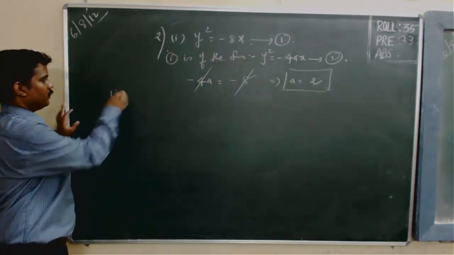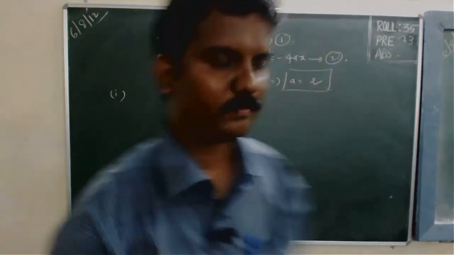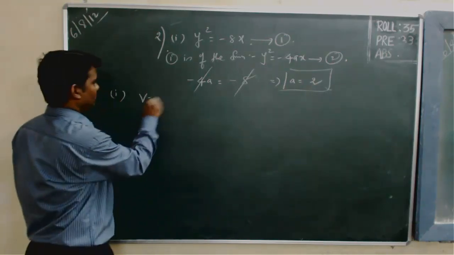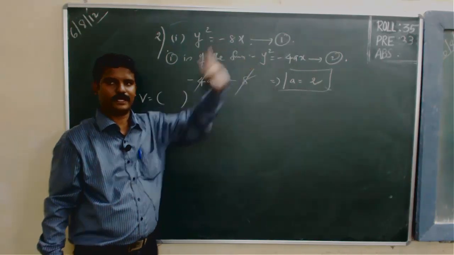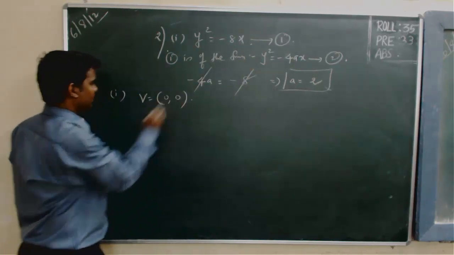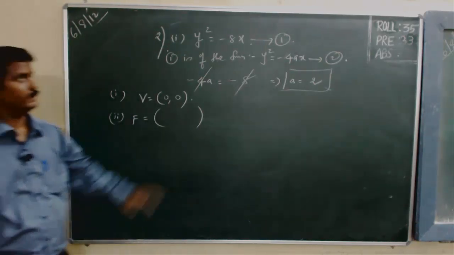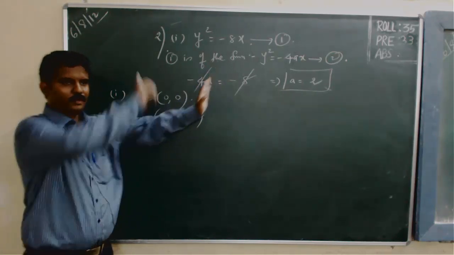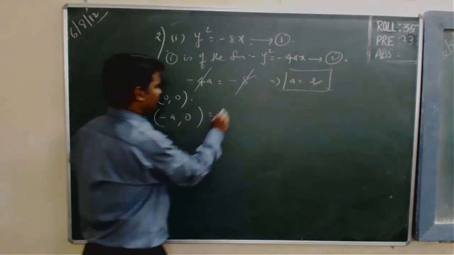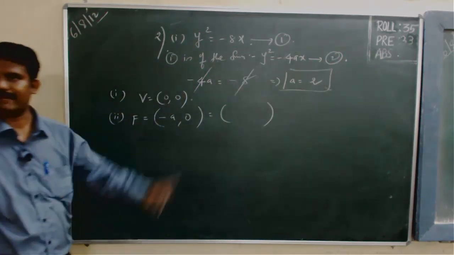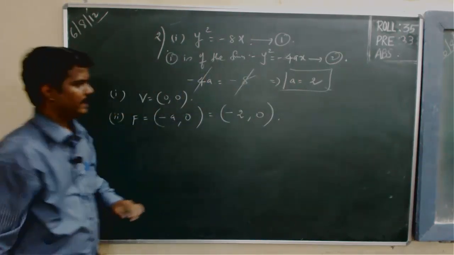You have to find out all the components of the parabola. First we will start with the vertex. This parabola is in the standard form, right? So the vertex is 0, 0. This is actually type 2. For type 2, the parabola opens towards the left, so the focus formula is minus a, 0. What is a? 2. So it is minus 2, 0.